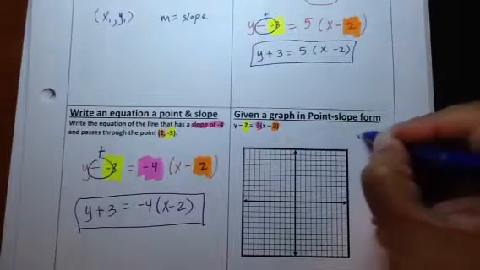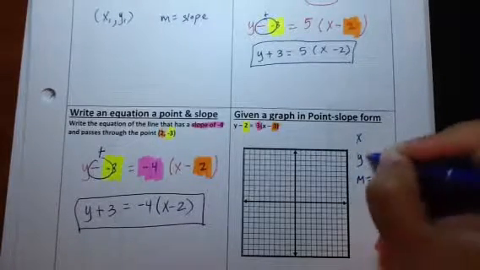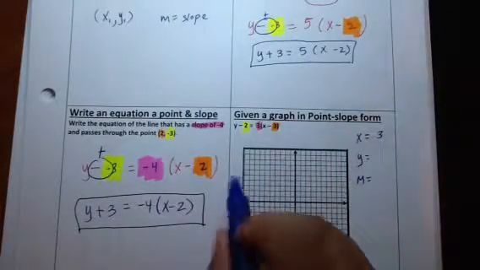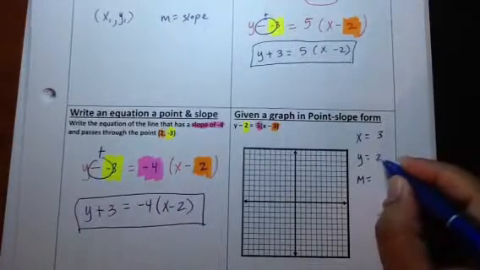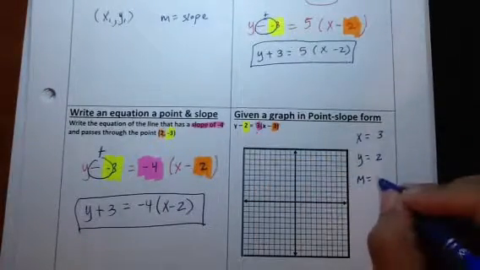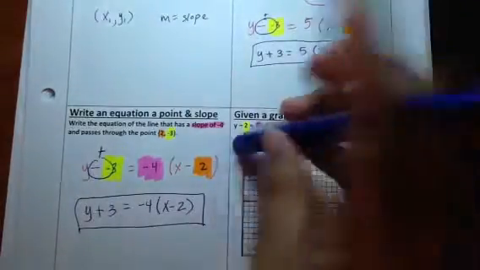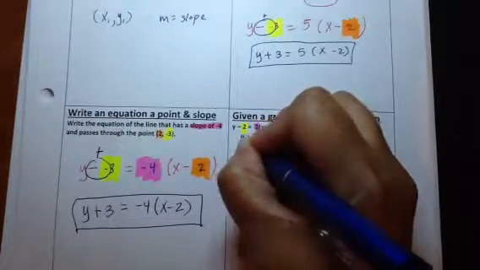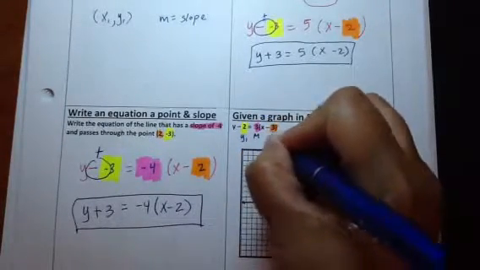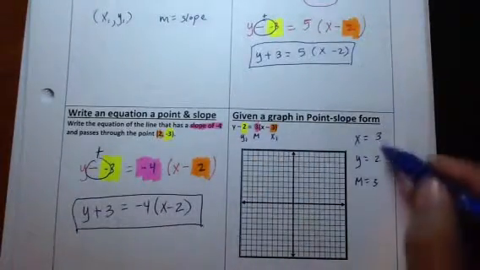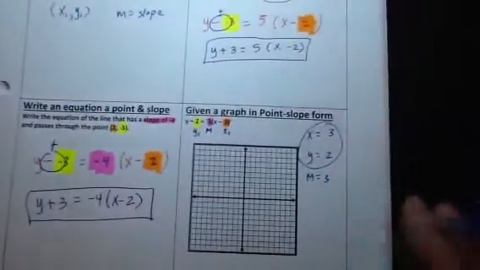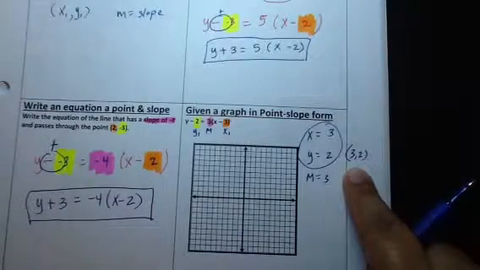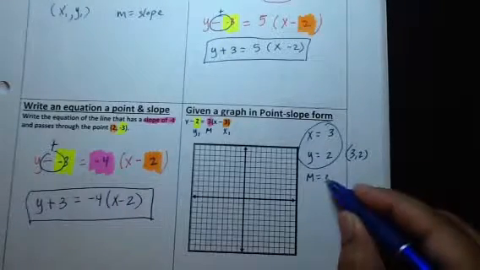So our x, our y, and our m. Our x is 3, our y is 2, and our slope is 3. Just so you know where these numbers are coming from, I should label these as well. So this is y1, this is m, and this is x1. So this creates a point. That creates the point 3, 2. And then our slope is 3.